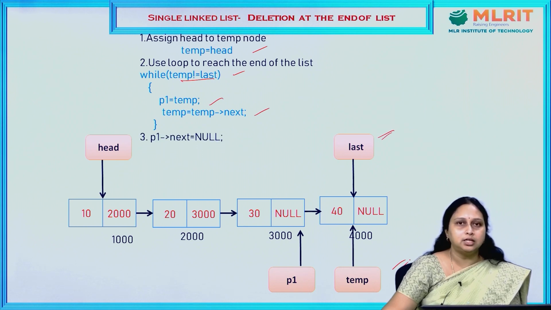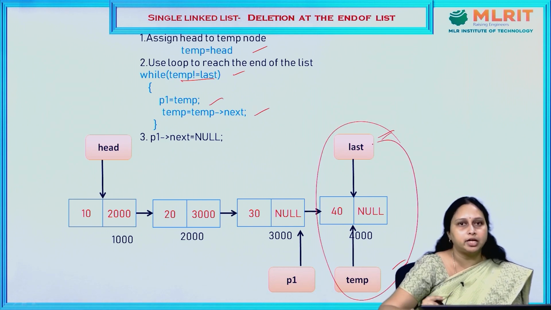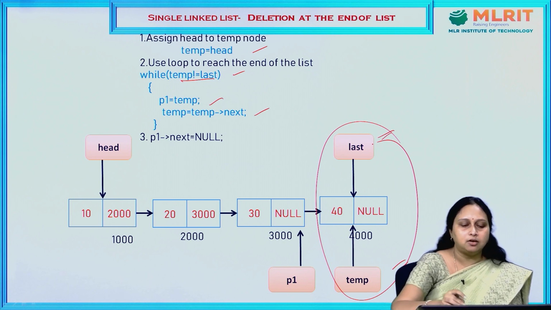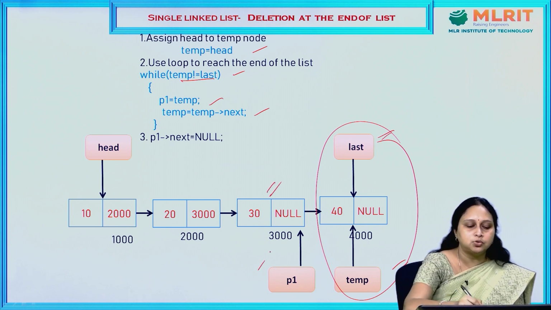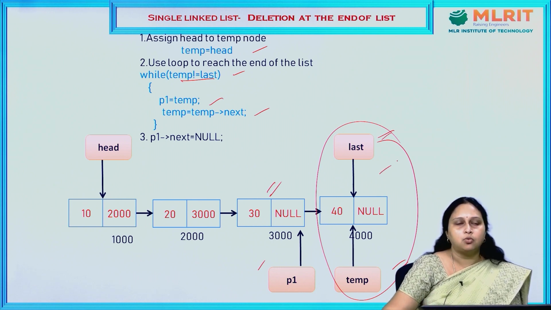After moving here, now this node has to be removed. That means we are going to free this temp. Before that, we need to make this node the last node. Now the name of this node is P1, this is temp, and this is also last, we can say. Now what we are going to do is last equal to P1.